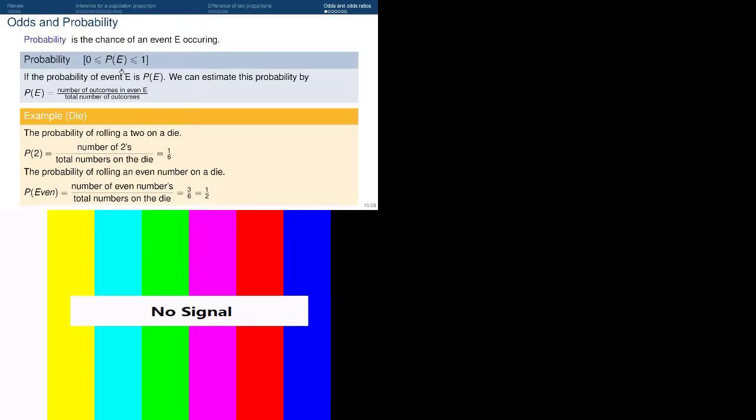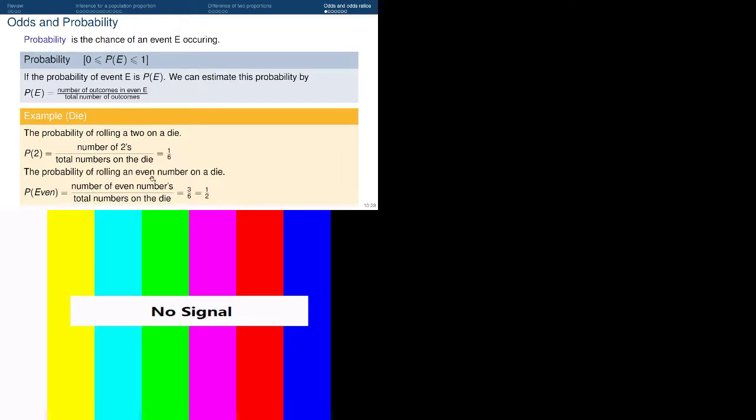Probability is a number which ranges from 0 to 1, 0 meaning it's impossible, 1 meaning it's going to happen with certainty. And we can determine a probability by looking at the number of outcomes for some event divided by the number of trials that we have. So a simple example is rolling a die. If we want to know the probability of rolling a 2, how many ways can we roll a 2? We've got one way. What are the total possible number of outcomes? There's 6, so the probability is 1 on 6.